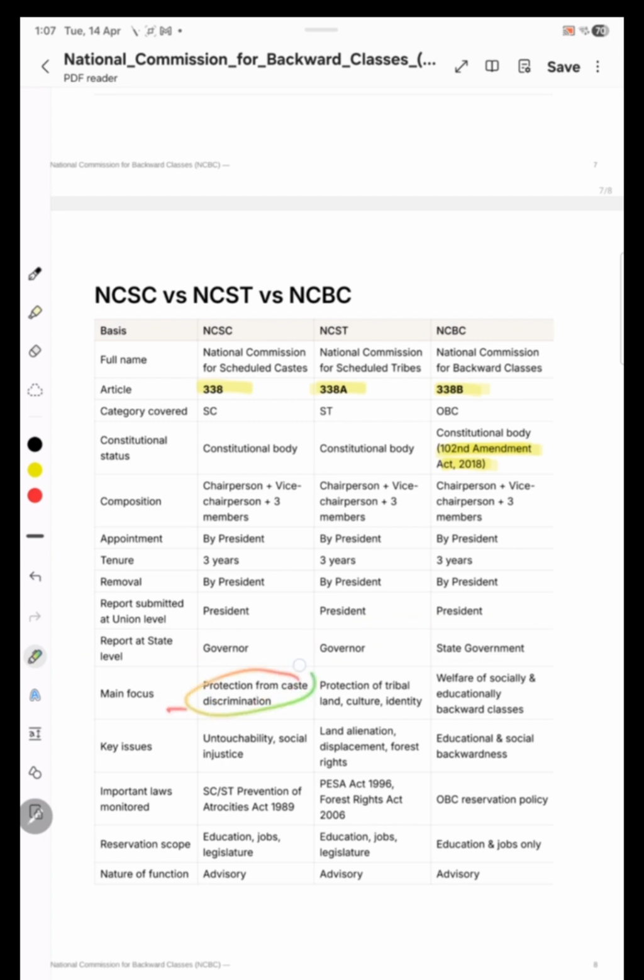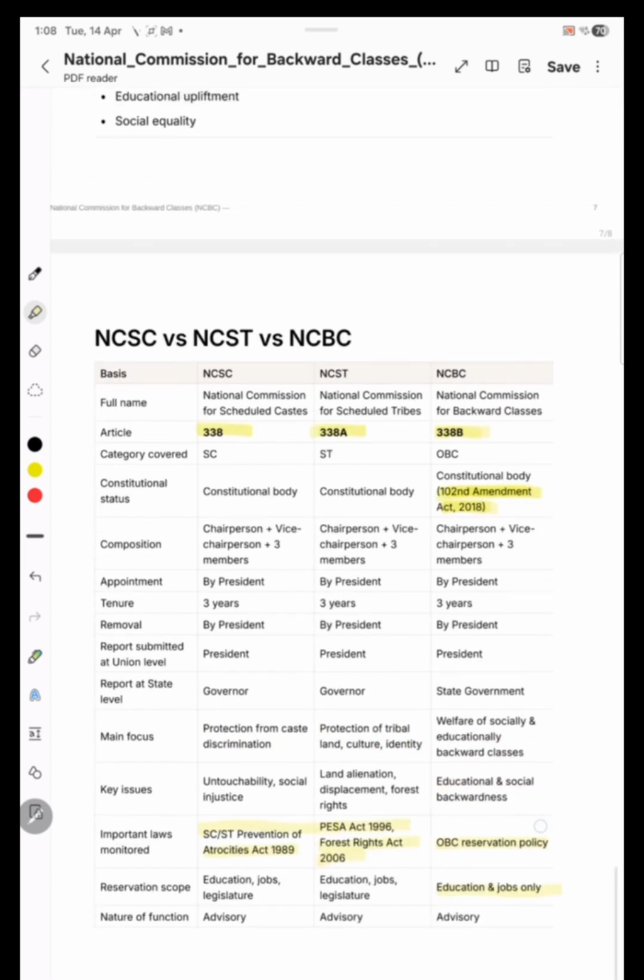The main focus is caste, protecting from caste discrimination, protecting tribal land, culture and identity, and the welfare of socially and educationally backward classes. Key issues we have seen, and important laws monitored here, are the SC ST Prevention of Atrocities Act of 1989, the PESA Act 1996, and the Forest Rights Act of 2006. And here is the OBC reservation policy. Reservation scope for NCSC and NCST is education, jobs and legislature, and for NCBC it is education and jobs only. All three have advisory functions.